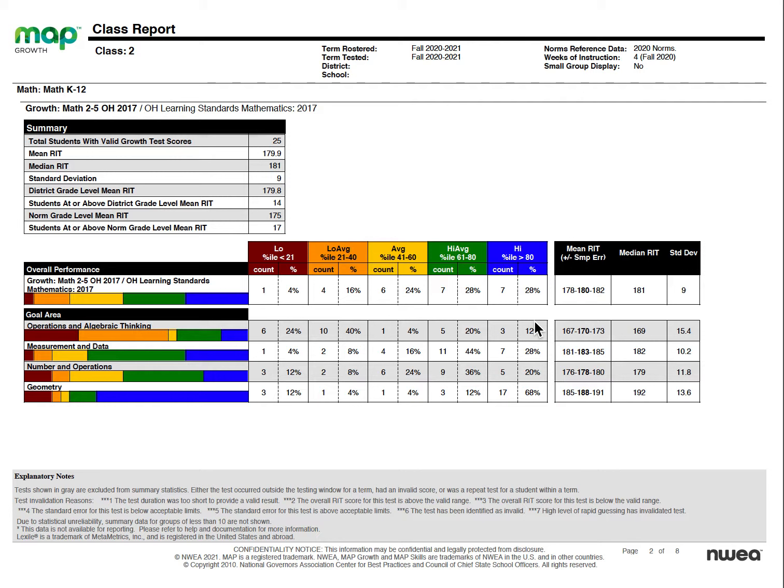moving forward, okay? If you have a really low point, we would hope we would have a really high point too, and they do. Again, it breaks out the mean RIT just for that area. It gives you the median RIT, okay? So this is the average, this is the middle number, and then how far apart our kids are. So our students were performing really the closest together in measurement and data, and then the farthest apart in operations and algebraic thinking. The farther apart that standard deviation number, the more differentiation you are going to need.